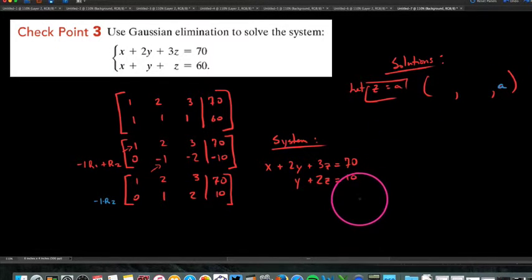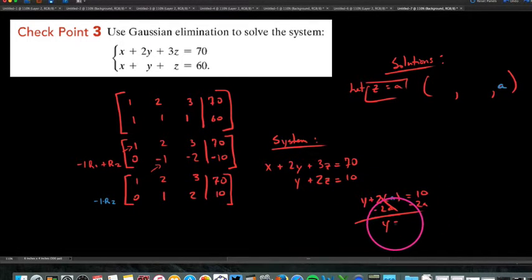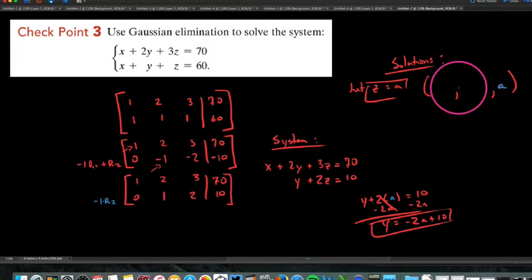So what we want to do is go back and find y. Well, if we know y plus 2 times z, which is really 2 times a now, is equal to 10, then subtracting 2a from both sides of this equation would result in y being equal to negative 2a plus 10. So I'll put a box around that. I'm also going to write this up here: negative 2a plus 10.